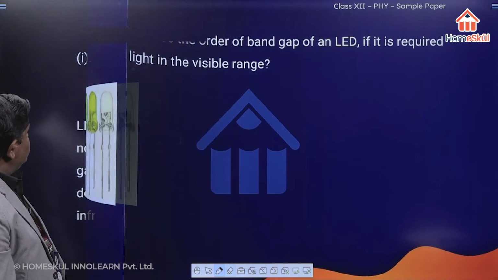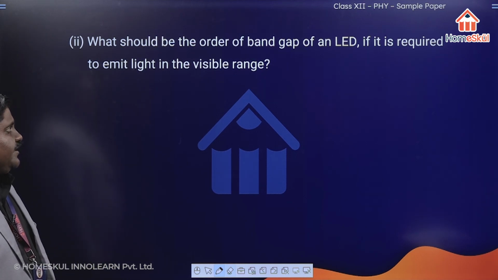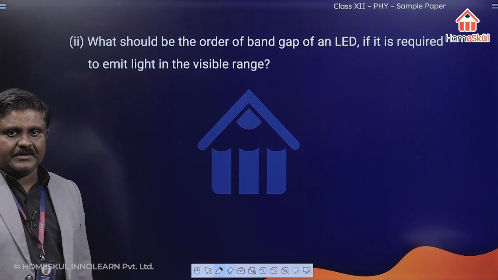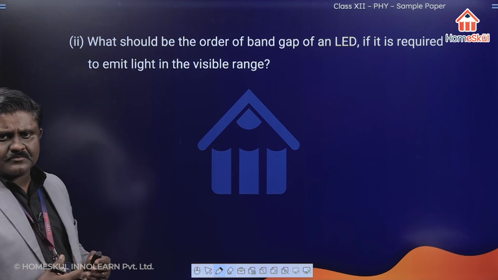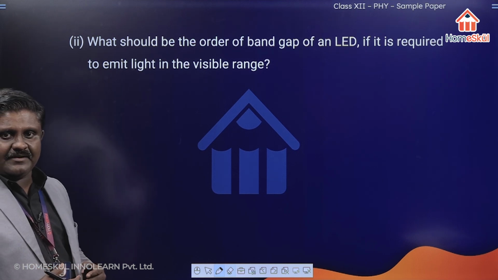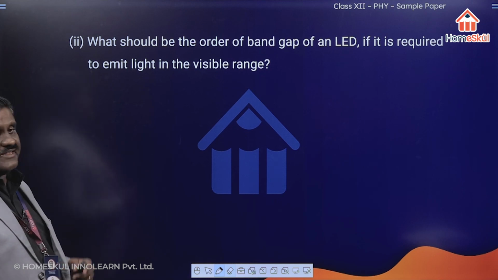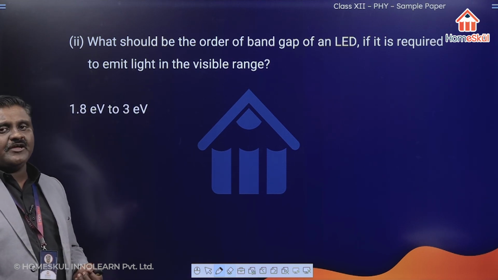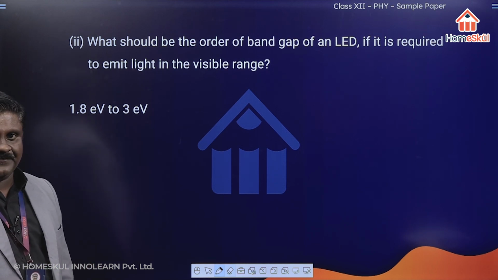Then next one: what should be the order of band gap of an LED if it is required to emit light in the visible range? Most of the available LEDs are blue, yellow or green, like that, right? So in that case, what about the band gap? Here the band gap is 1.8 electron volt to 3 electron volt. This is the range of the band gap.